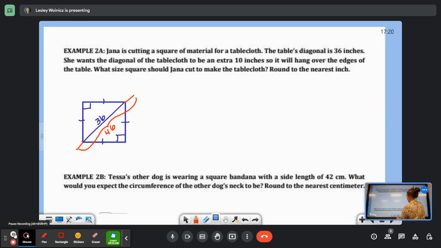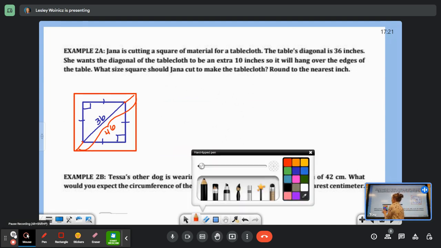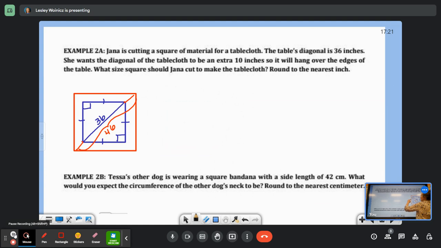Whoops. I was trying to draw a square. Okay. Okay, good enough for rock and roll. Okay, so my diagonal is 46. Okay, so here is my L.